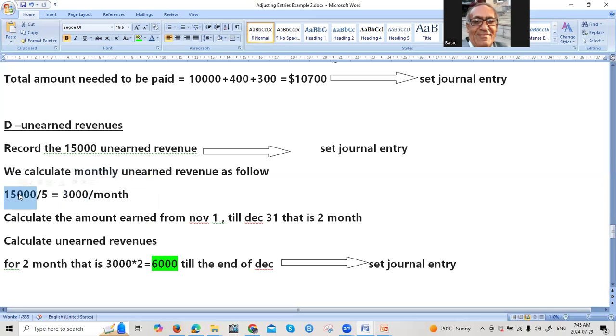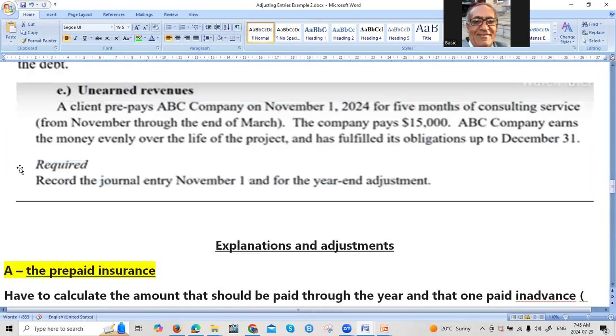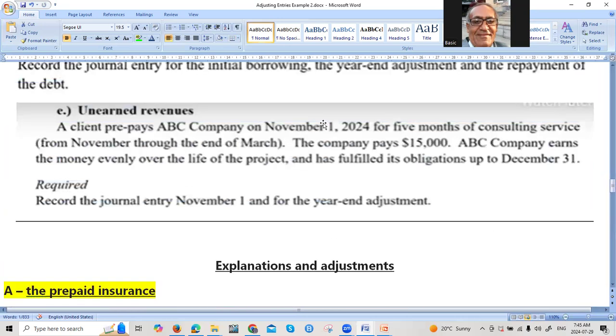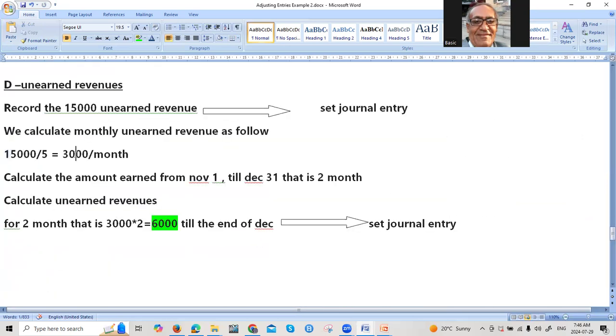We said the 15,000 is for a period of time. Let me show you the period of time. The period of time is from November 1 until the end of March. So this is 5 months. So 15,000 divided by 5 means $3,000 per month.